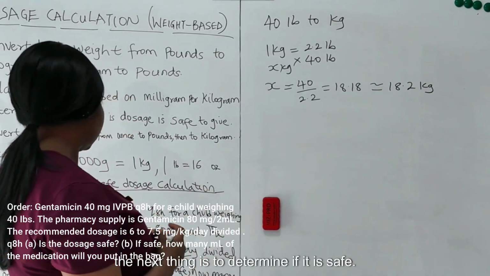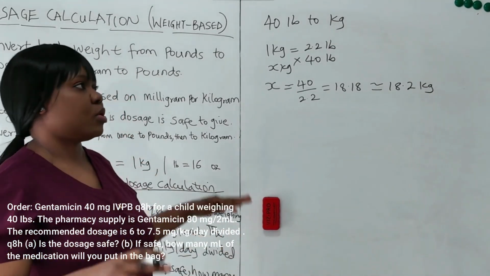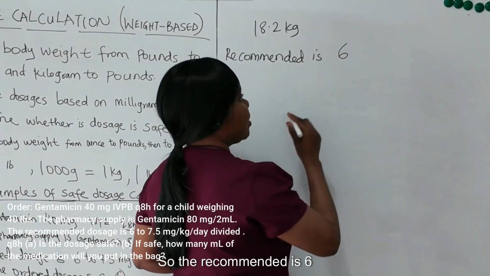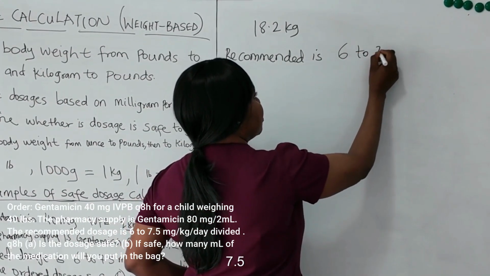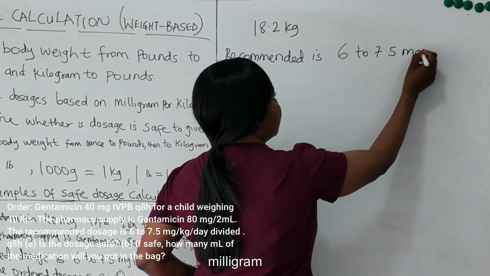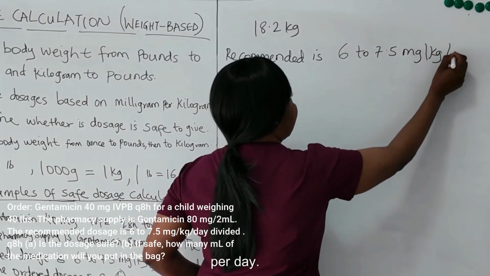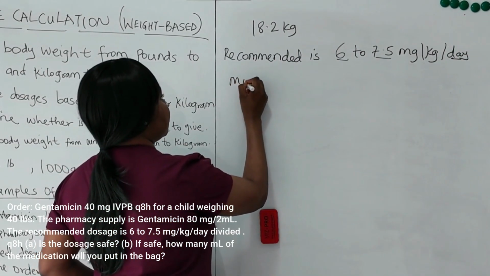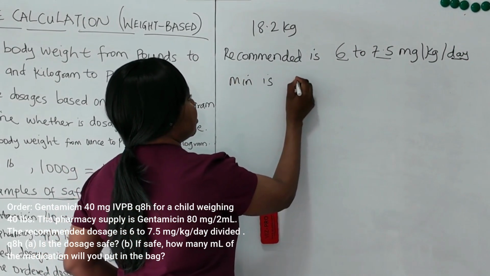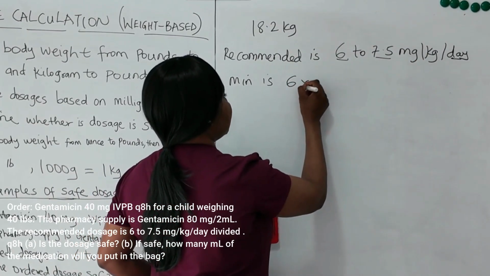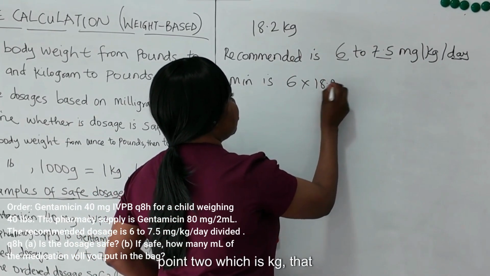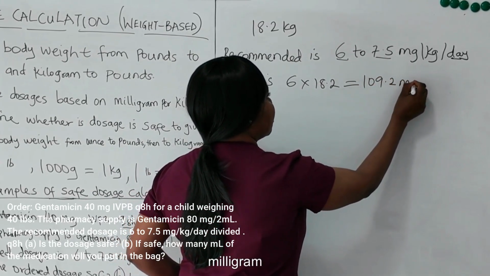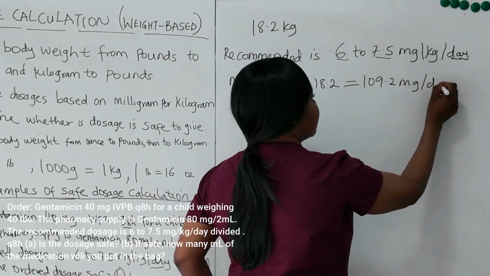Now, the next thing is to determine if it is safe. To do that, we need to bring out the recommended dosage. So the recommended is 6 to 7.5 milligram per kg per day. Take note of this day. So the minimum is 6 per kg times 18.2, which is the kg. That will be 109.2 milligram per day.